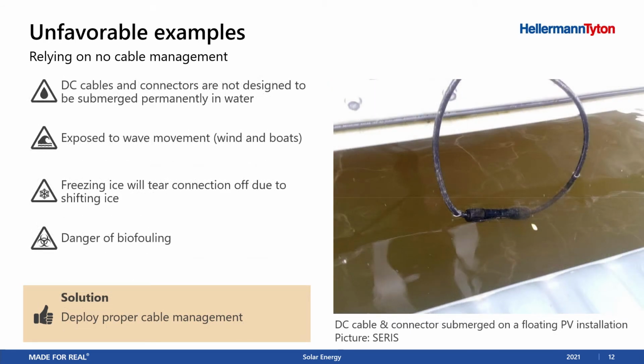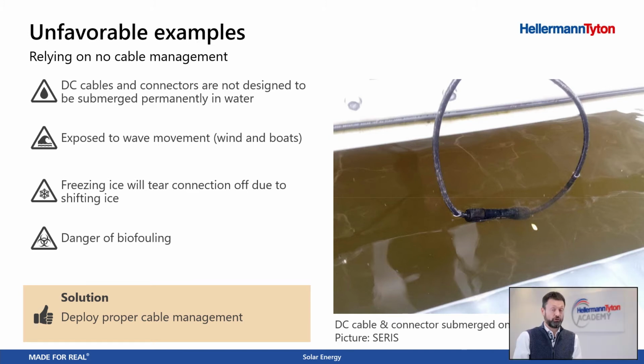This is a floating solar power plant where the connectors are immersed in water. That's not a good idea actually, because the connector has never been designed to be used for this application. So that's going to fail in the long run, definitely. It could also be exposed to the wave movements. So even if the connector is not touching the water, there can be waves due to wind or boat movements, and that is also exposing the connector to water.